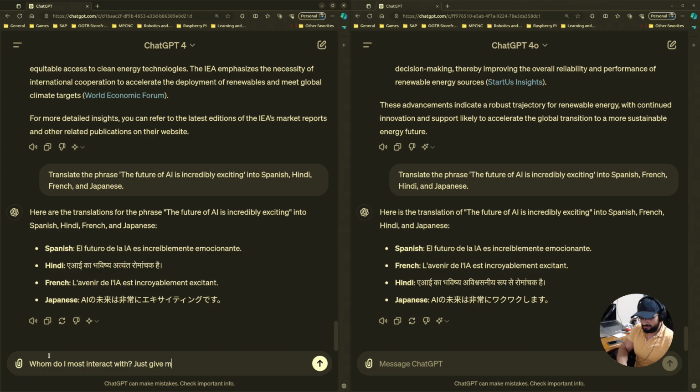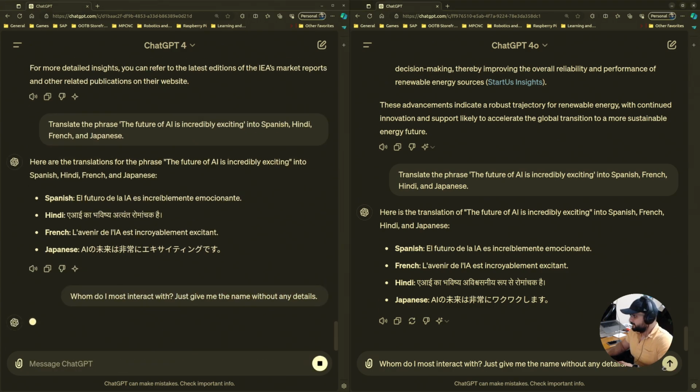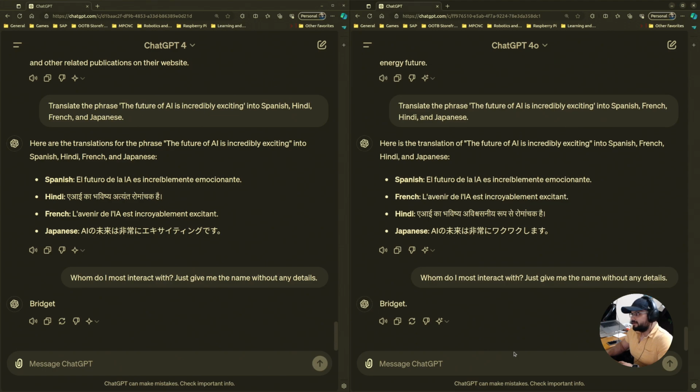Just give me the name without any details. Right? Let's see if it can give me the details. Wow. All right. So that is what the model thinks, and it definitely remembers whom I interact with the most. All right. So I believe this is good.